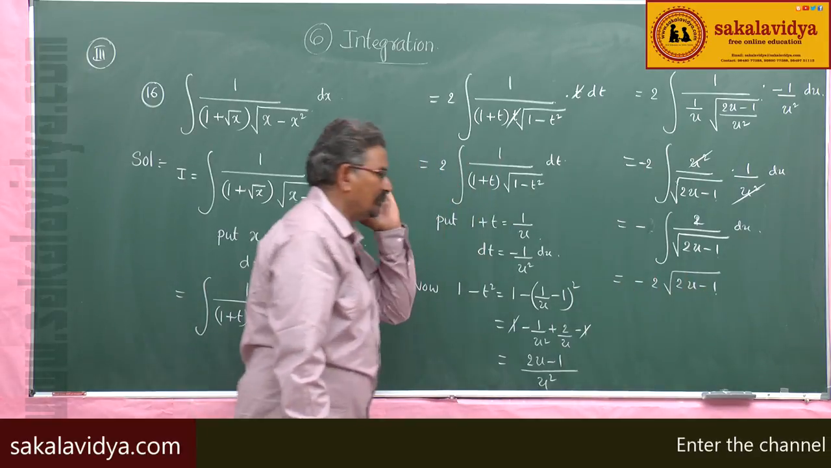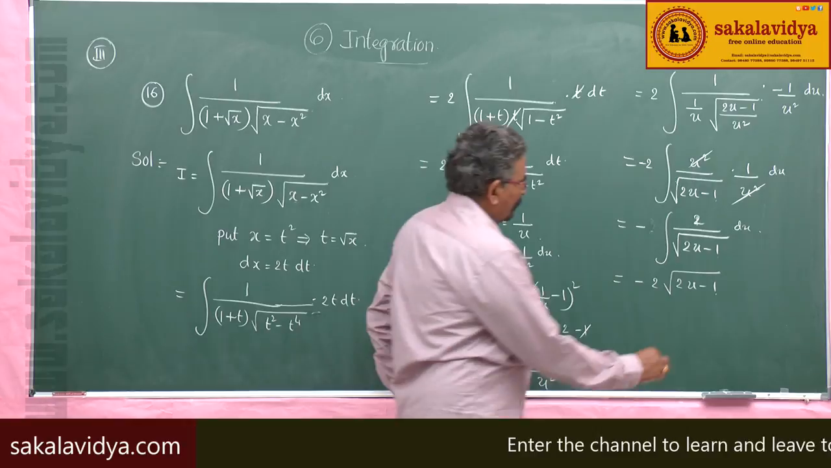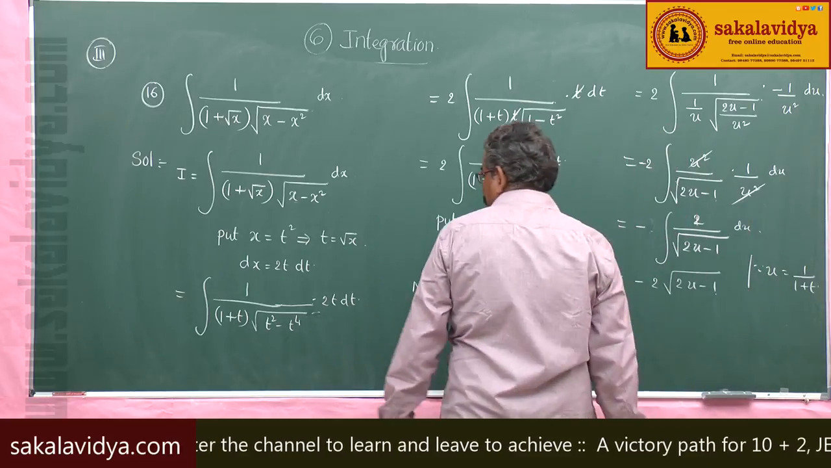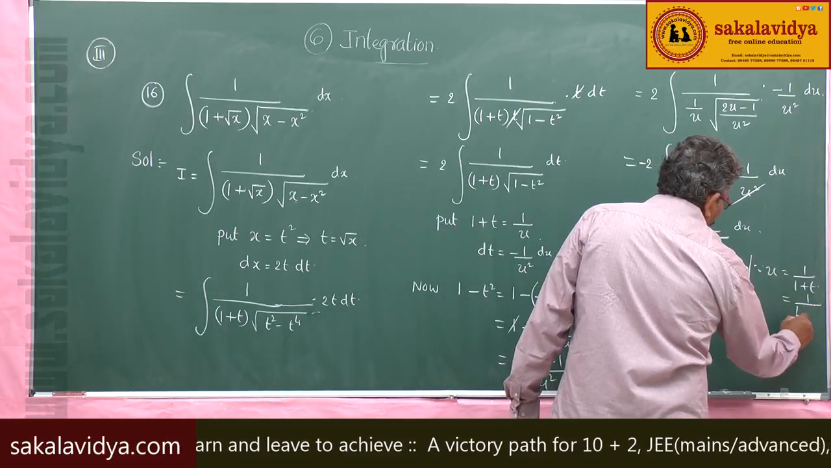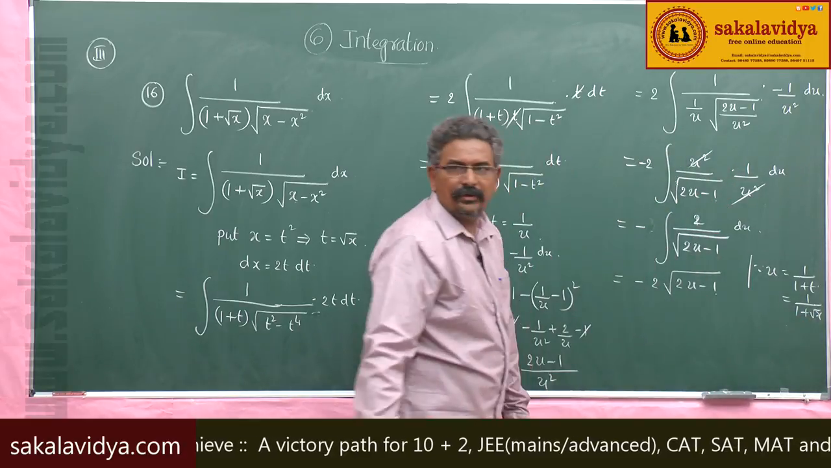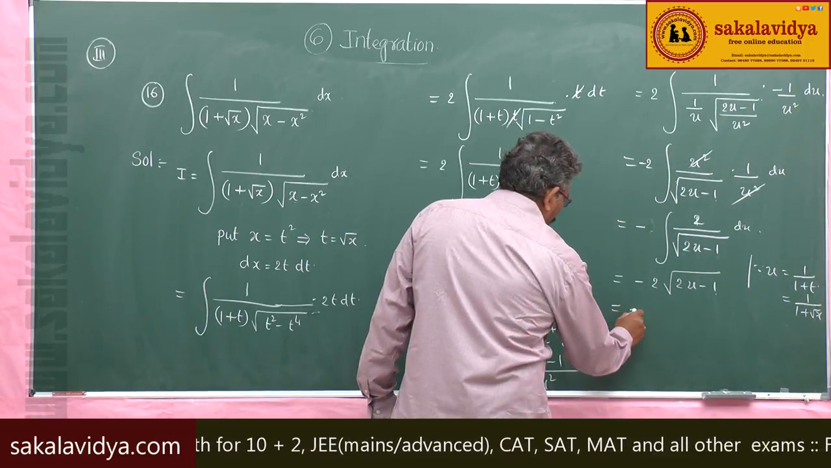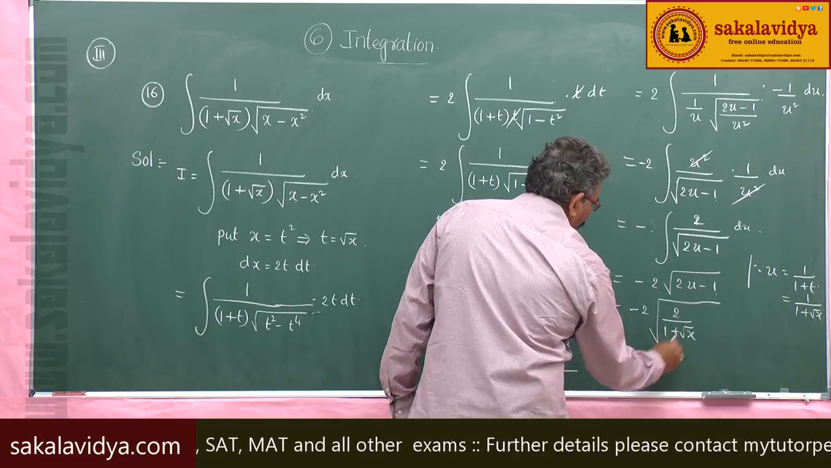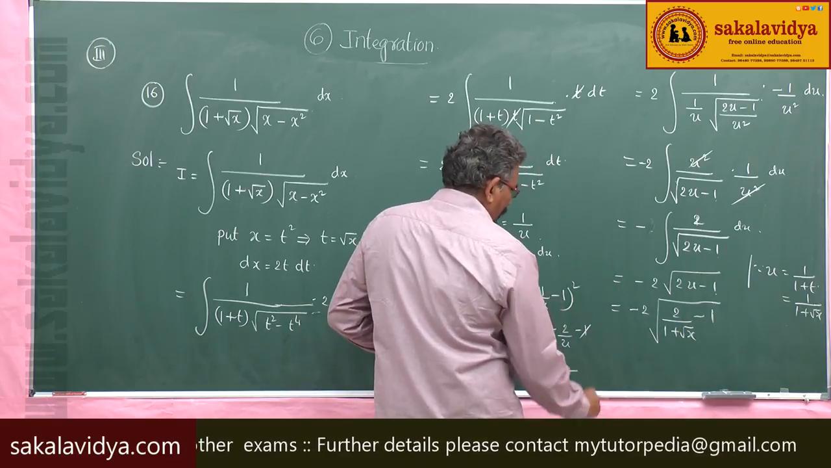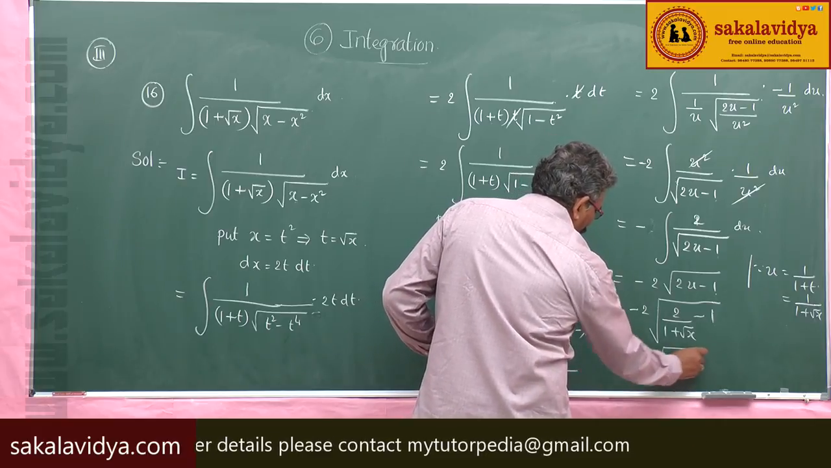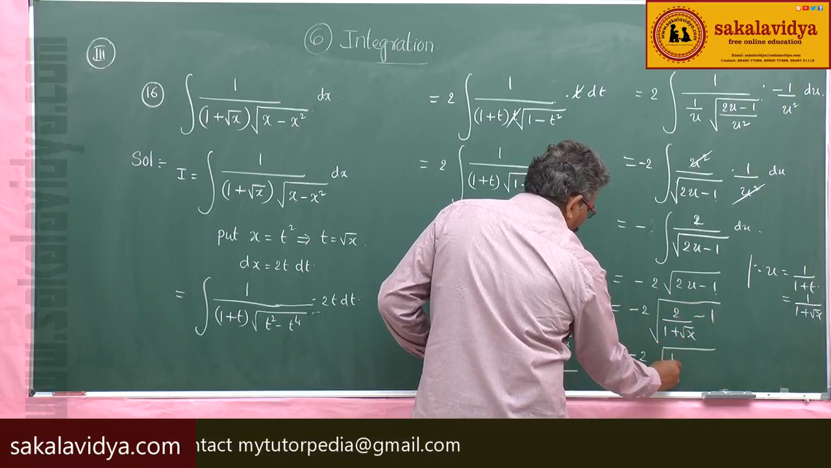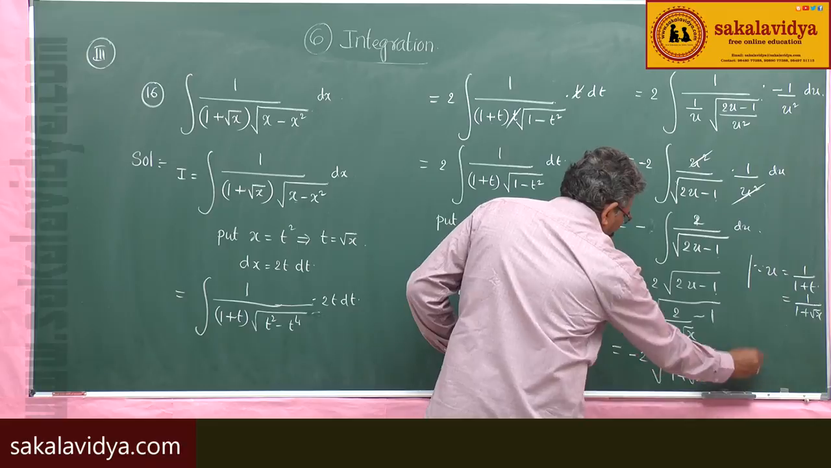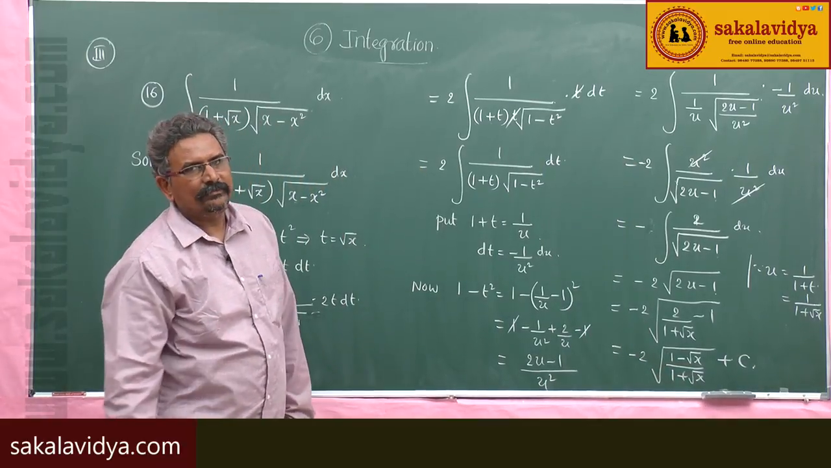Now what is u? u is 1 by (1 plus t). What is t? t is root x. So u is 1 by (1 plus root x). Substitute u for 1 by (1 plus root x). So minus 2 root of (2 by (1 plus root x) minus 1). So you get minus 2 root of ((2 minus 1 plus root x) by (1 plus root x)), which is (1 minus root x) by (1 plus root x), plus c. This is a very interesting problem in this exercise.